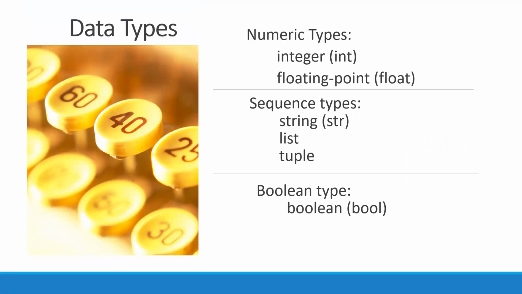Data types. Python supports various built-in data types, which can be categorized into the following main categories: numeric, sequence, boolean, and many others. In this video, we will just talk about the two numeric types, integer and floating point. We'll also talk about sequence types, string. List and tuple will be covered in another video. We'll also cover the Boolean type in this video.